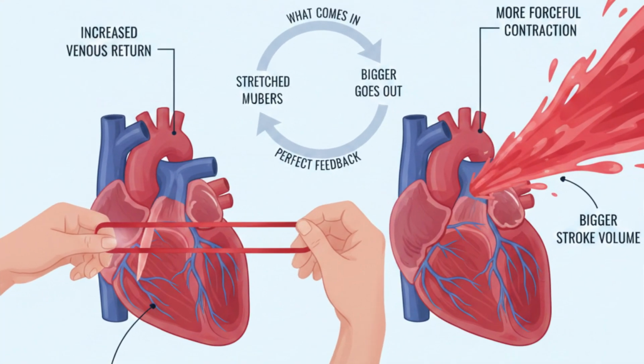That extra volume stretches those heart muscle fibers, just like our rubber band. And that bigger stretch results in a way more forceful contraction, which pumps out a bigger stroke volume. It's a perfect feedback loop. What comes in, goes out. But wait, how does all that blood get back to the heart in the first place, especially from your legs? It's fighting gravity. Well, it gets a lot of help.